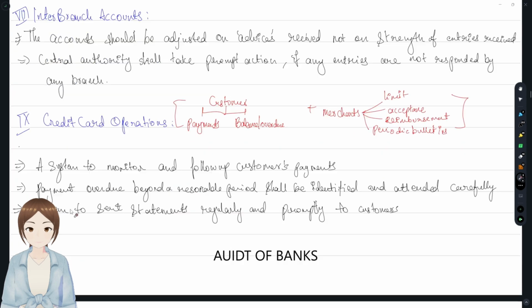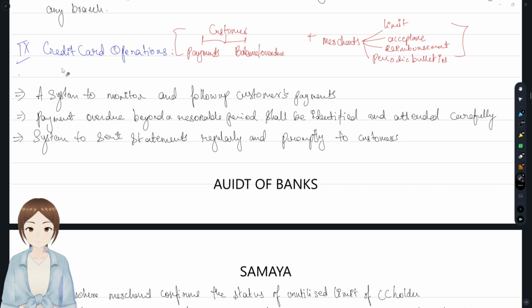That's a gray area. And with regards to credit card operations, which is a favorite question, credit card operations have a lot of individual points, but it's so simple if we read it like this. With regards to customers and merchants: customers have two categories, payments and balance. About customer payments, a few internal controls; about customer balance or customer overdue, a few internal controls. And with regards to merchants, this is mostly a process kind of thing. For merchants, they have to check the limit and acceptance, reimbursement, periodic bulletins.